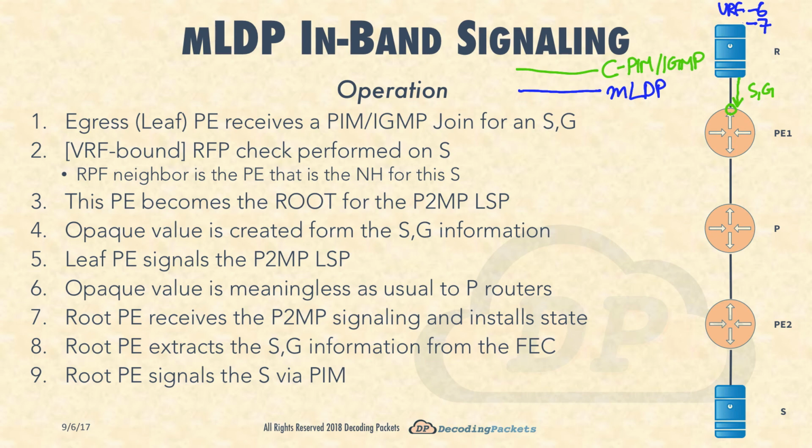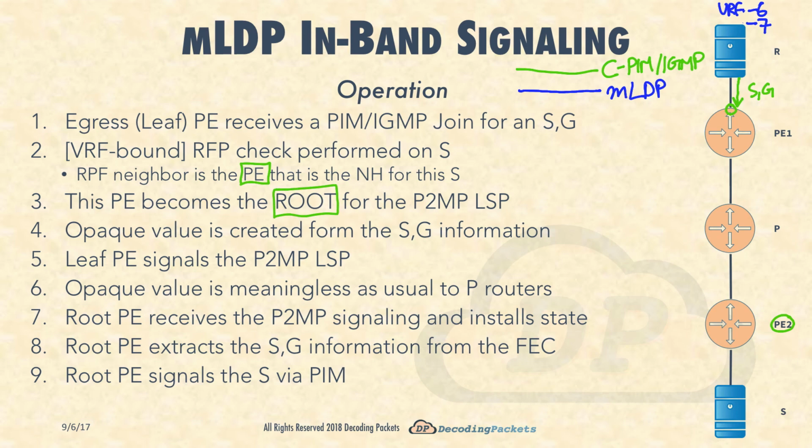So whether it's via an IBGP, a multi-hop IBGP, or whether it's via a VPNv4 connection, doesn't really matter. Ultimately, you need a PE as a next hop that this source sits behind. So you do an RPF check to gather that information. Now the PE that is the next hop, so this particular PE here, this PE becomes the root for the MP2MP LSP.